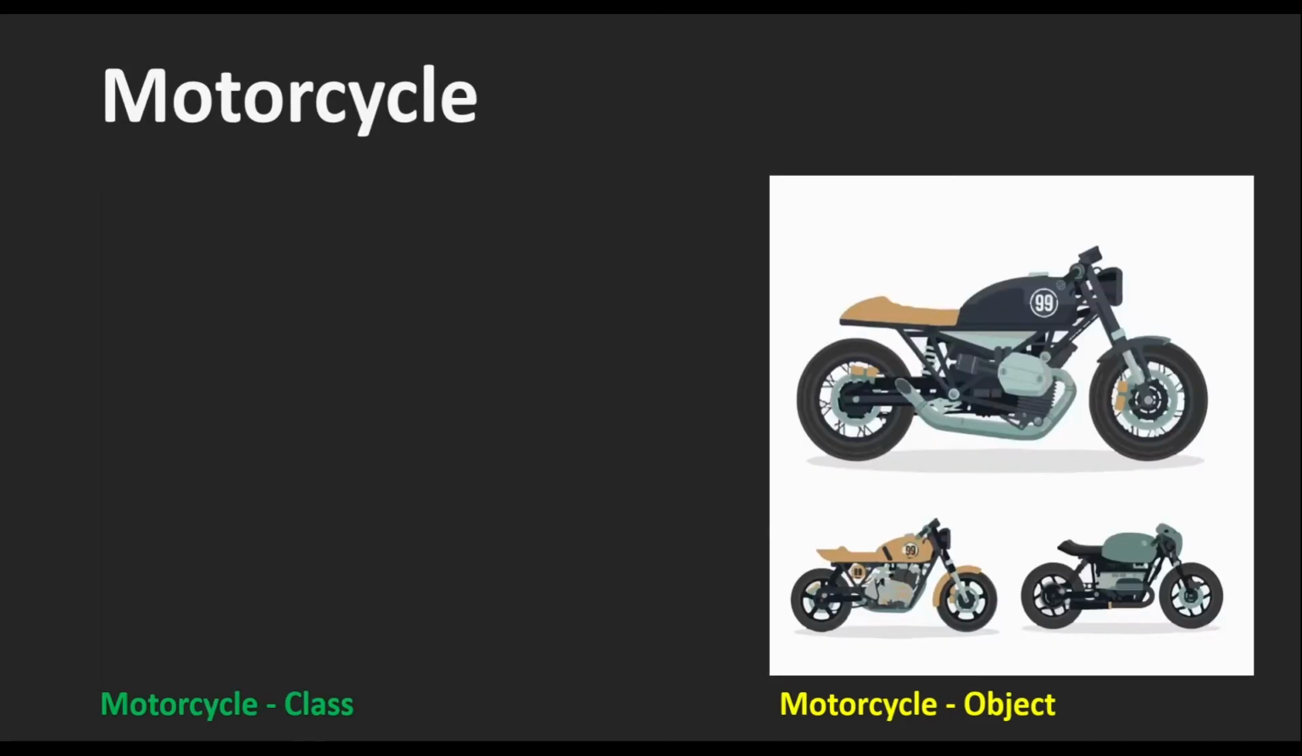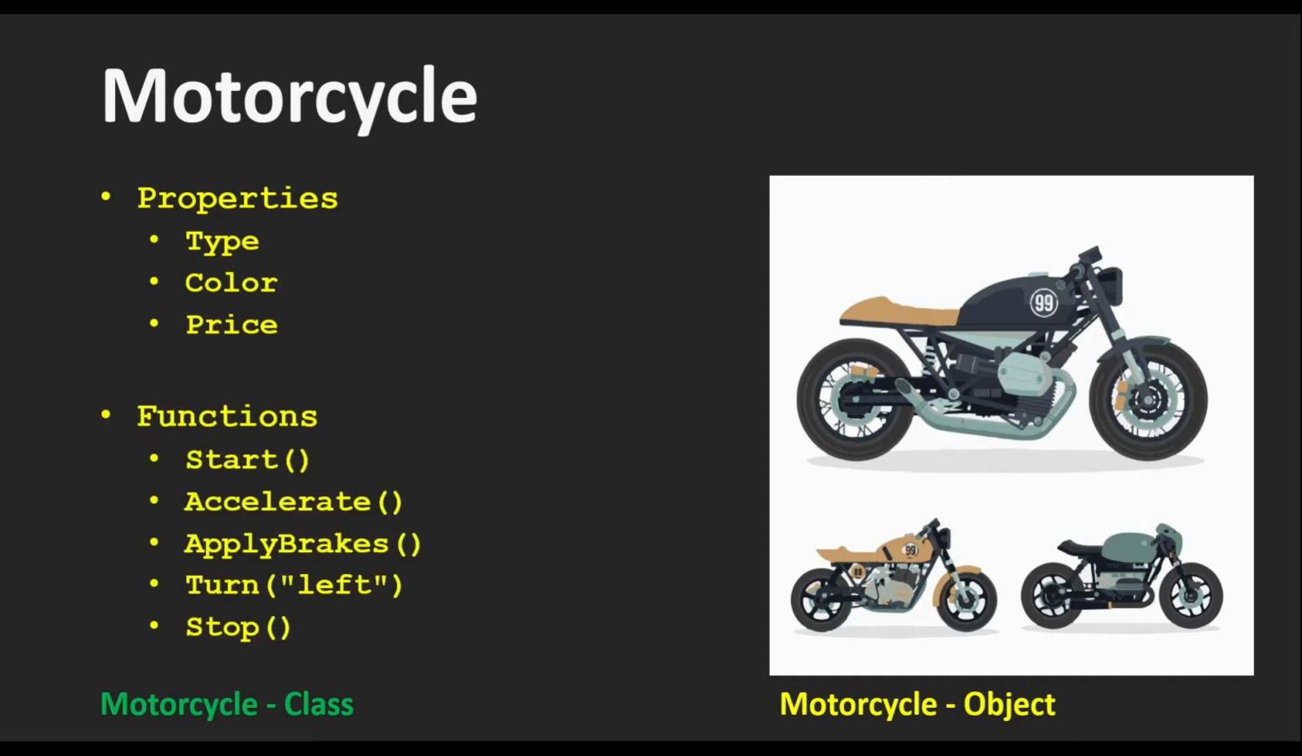Let's take another example. Let's say you want to create a class of a motorcycle. Then you're going to list down its properties like what type of motorcycle it is, what's the color of the motorcycle, and how much does it cost. And if the motorcycle is functional, then you can start the motorcycle, accelerate, apply brakes, you can turn, you can pass the direction as parameters like this, and finally you can stop the motorcycle. And once you have this template, then you can create multiple motorcycles using this template.